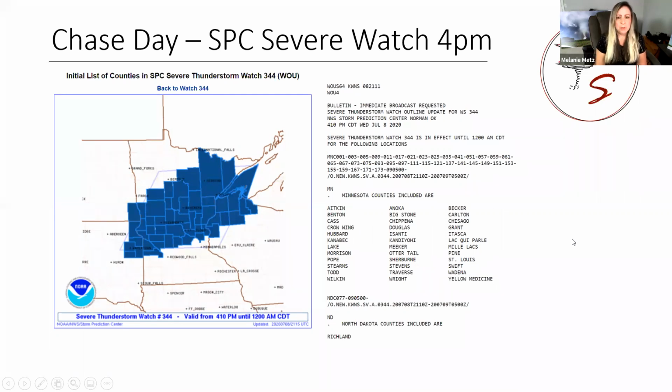And they ended up issuing a severe weather watch at 4 p.m. They never did issue a tornado watch. Again, that's why this is kind of an interesting day to look at, because there was no tornado watch, and yet we had this really significant tornado develop.